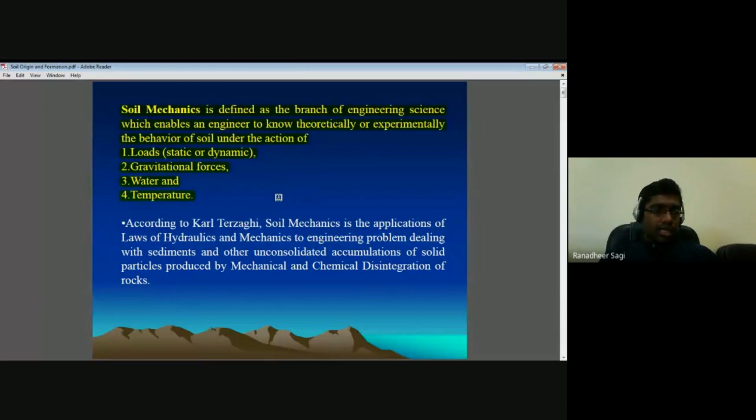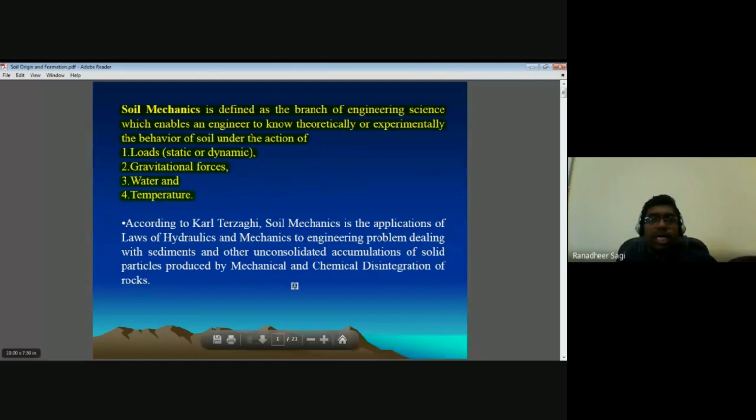And according to Karl Terzaghi, as I told you in the last class, Terzaghi is said to be the father of soil mechanics. Though he was a mechanical engineer, his contributions to soil have been enormous, and he has been named the father of soil mechanics because of the amount of work he carried out with regard to geotechnical engineering as a whole. According to Terzaghi, soil mechanics is the application of laws of hydraulics and mechanics to engineering problems dealing with sediments and other unconsolidated accumulations of solid particles produced either by mechanical or chemical disintegration of rocks.